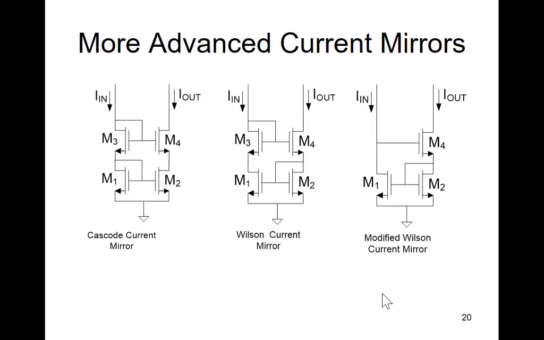These extra transistors are added primarily to increase the output impedance of the current mirrors. But unfortunately, since we're stacking more transistors in series, it's typically at the expense of a reduction in the signal swing at the output of the current mirrors.